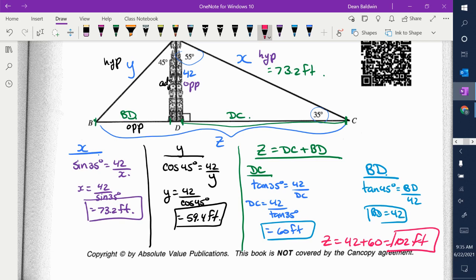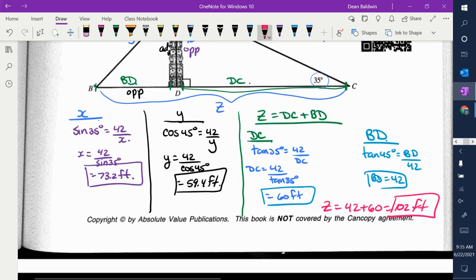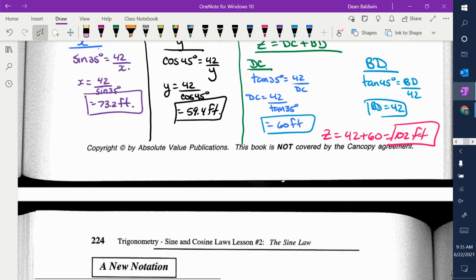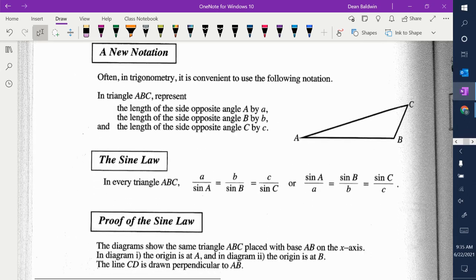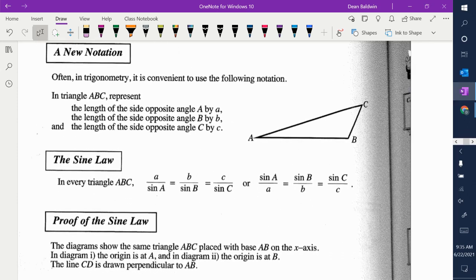All right. Well, that's good. Any questions about that? Okay. So today we are moving on to non-right angle trigonometry. All right. But before we do that, we have to talk a little bit about notation and how to label a triangle.